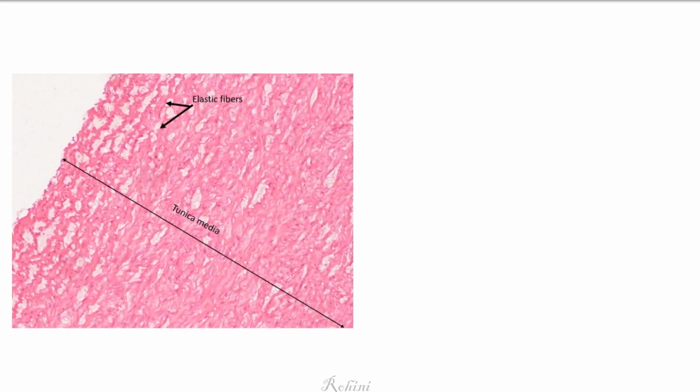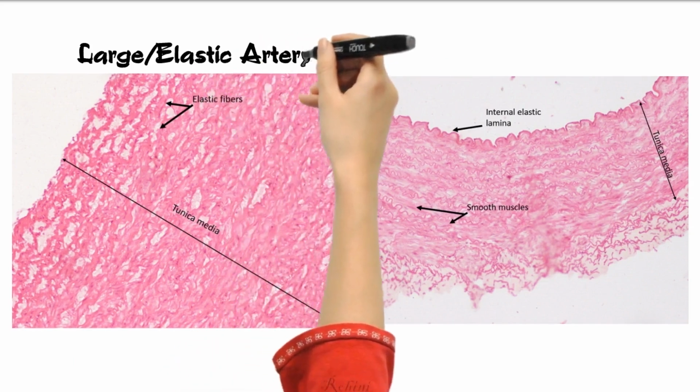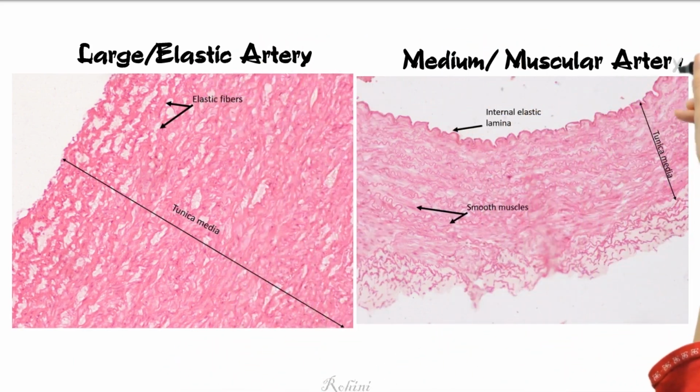Here we have an elastic artery with the tunica media mainly composed of elastic fibers. In the medium-sized artery the tunica media is composed of a large number of smooth muscles with few elastic fibers. The internal elastic lamina is clearly visible in the medium artery and is fenestrated to allow diffusion. Endothelium may not be seen in these slides due to the process of slide preparation.